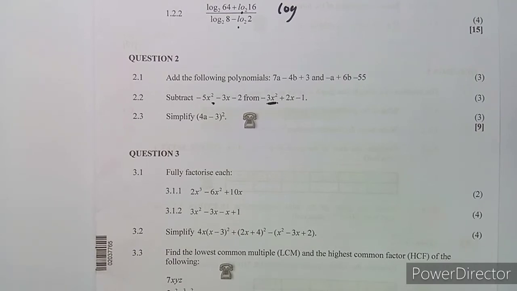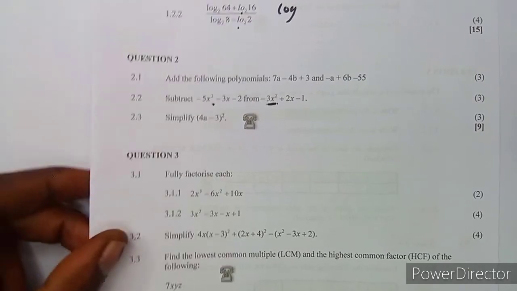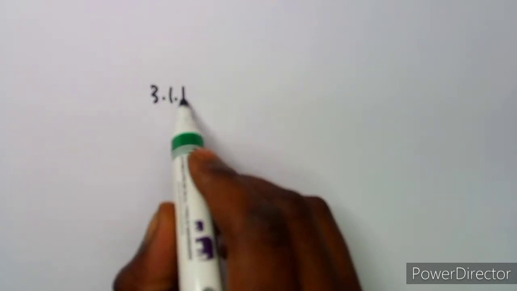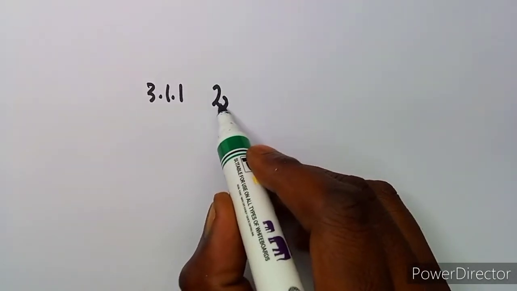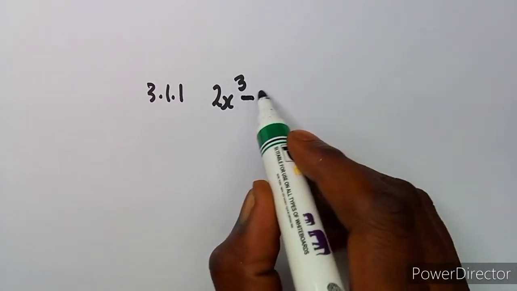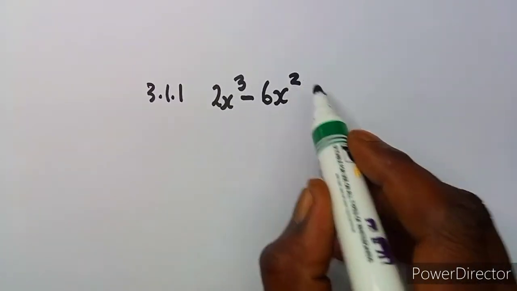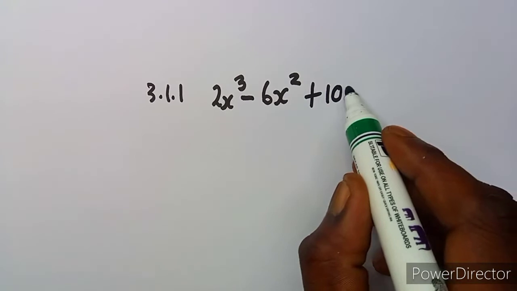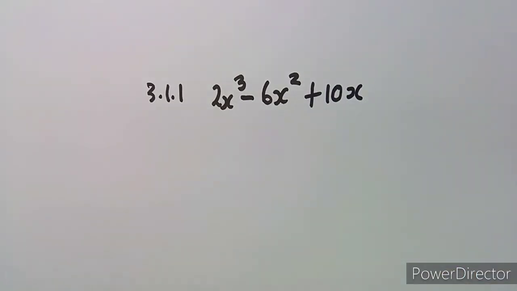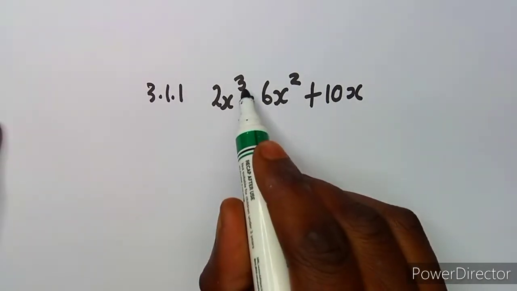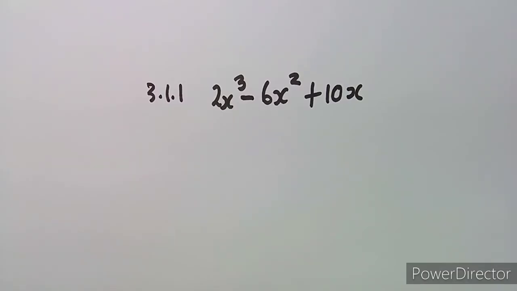Fully factorize each. Okay, we are asked to fully factorize each of the given expressions. On 3.11 we are given 2x to the exponent of 3 minus 6x squared plus 10x. Someone might wonder what is happening here. How can I factorize this type of expression? There is an exponent of 3. Don't be scared about that 3.